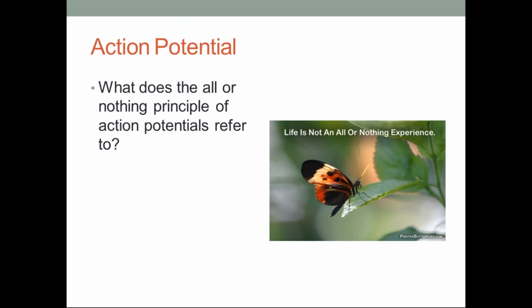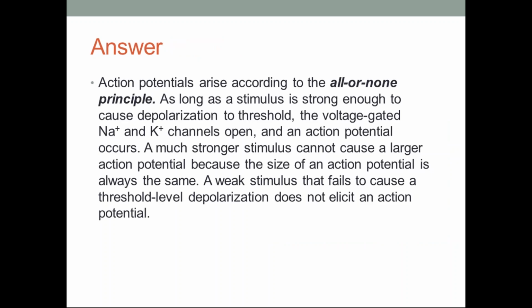What does the all or nothing principle of action potentials refer to? So if an action potential is going to happen, they say it's all or nothing. What does that mean? Like dominoes, yeah. The strength is always the same, yeah. Once it's happened, right? Okay.